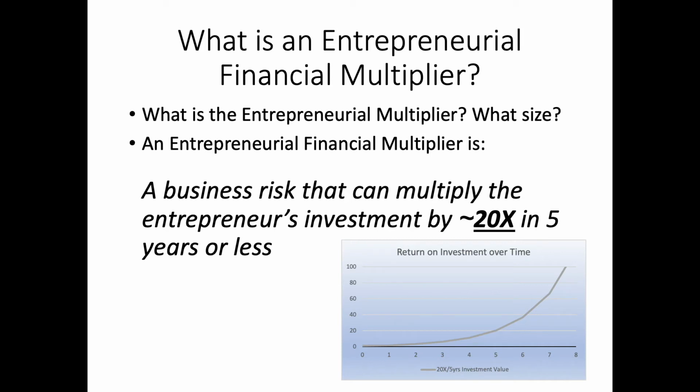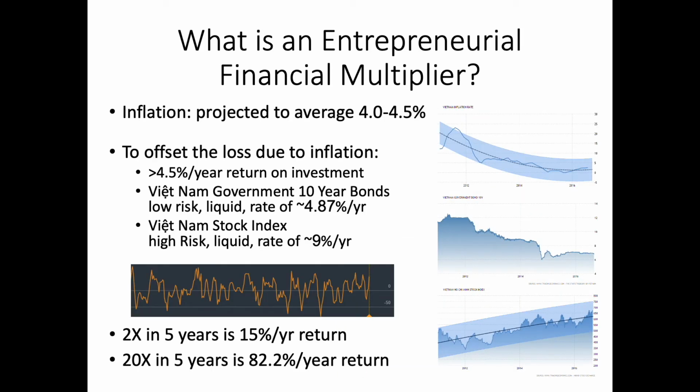So we need to find a business risk and a value proposition and a customer base in a market that allows us the opportunity to multiply the entrepreneur's time investment by 20 times over a 5-year period. We talk about 20 times over 5 years of investment. I want to try and help put that into perspective for us. I said that's a pretty substantial rate of return. Well, let me show you why.